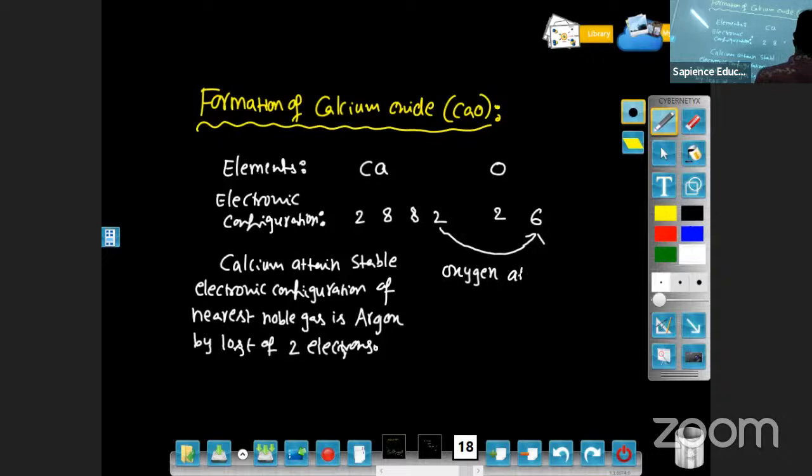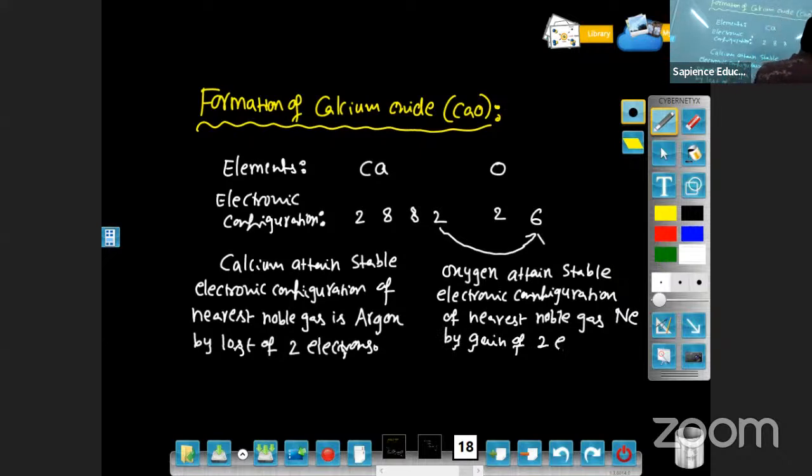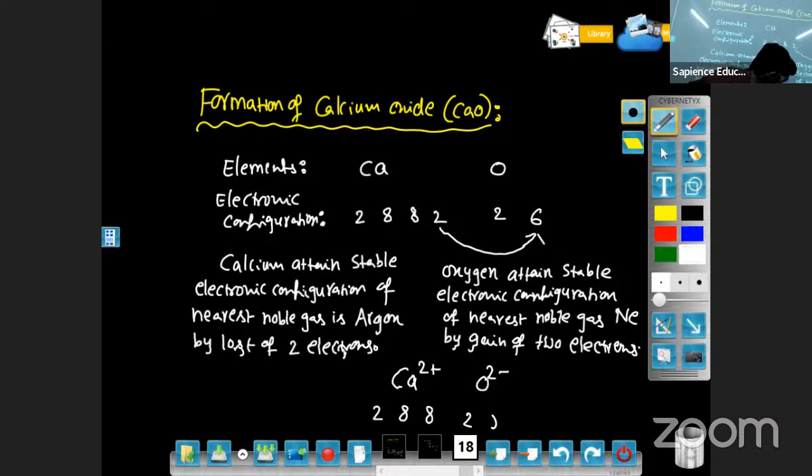So oxygen attains stable electronic configuration of the nearest noble gas, neon, by gain of 2 electrons. By gain of 2 electrons. So calcium lost 2 electrons, oxygen gained 2 electrons. So now right here, Ca 2 plus electronic configuration 2, 8, 8, oxygen is 2 minus, 2, 8.